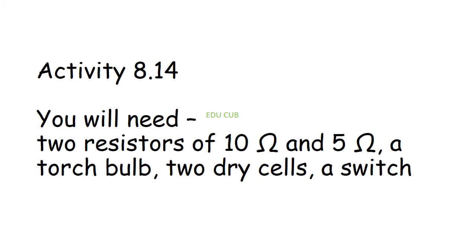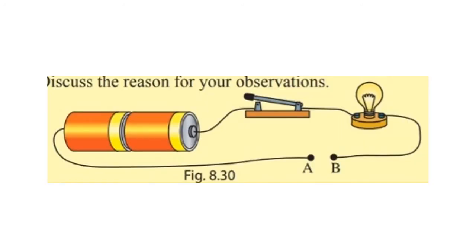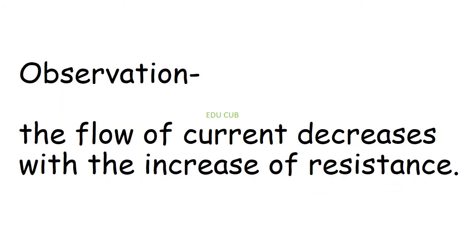Let's do an activity using the resistors. You will need 2 resistors of 10 ohm and 5 ohm, a torch bulb, 2 dry cells and a switch. First of all, you have to prepare the circuit as shown in the figure. Keep the resistors one at a time between A and B and continue the experiment. Observe the brightness of the bulb. Discuss the reason for your observations. Here you will observe that the flow of current decreases with the increase of the resistance.